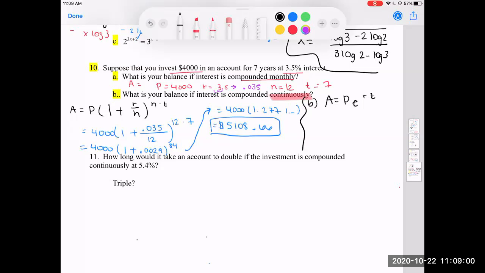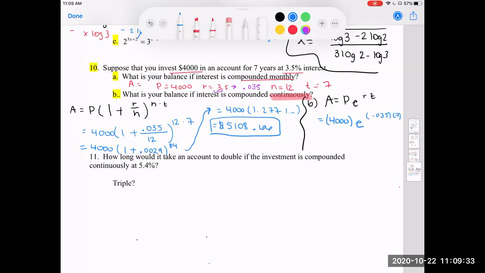Okay, so we need to find P, R, and T. But we already have P, R, and T, and E is just a variable. So our answer for this one is our P is 4,000. E is the value E in your calculator. And we'll have R times T as your exponent. Our R is 0.035 and our T is 7. Okay, you can multiply those together if you want.